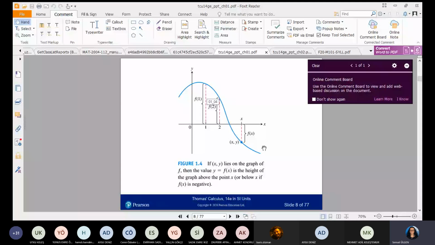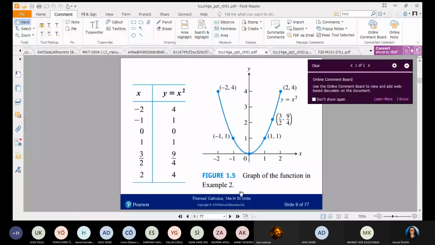Graph the function in example 2. What's the example 2? You are given this table and they want you to graph it. Let me double check the example 2. Probably in example 2, I don't have the book with me right now, but they're asking you to draw the graph of y is equal to x squared between -2 and 2. And how would you draw that graph? This is a parabola. I'm going to tell you how to draw the graphs of parabolas easily.